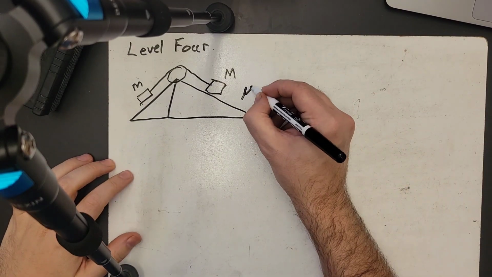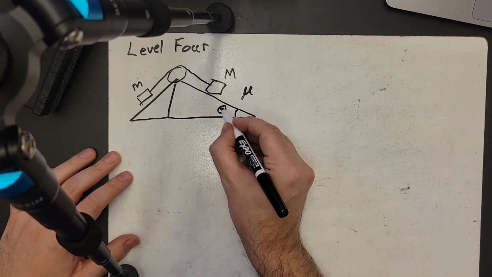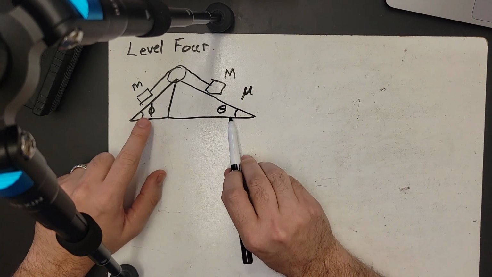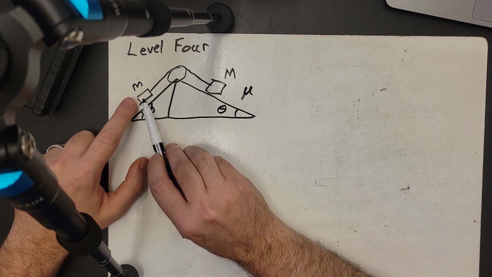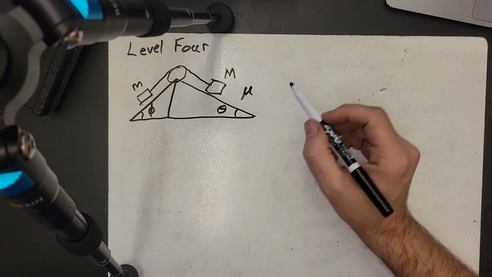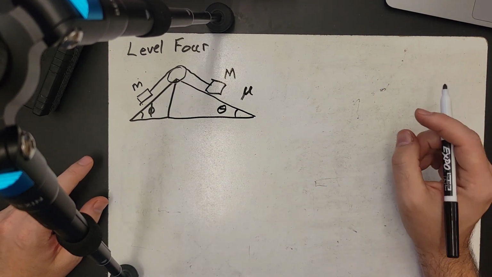Now we're on to level 4. All right, here we go. Level 4. Whew, we got 2 different angles. This one isn't hanging anymore. Now it's also on an inclined plane. Same friction though. And again, we're solving for the acceleration of the system.